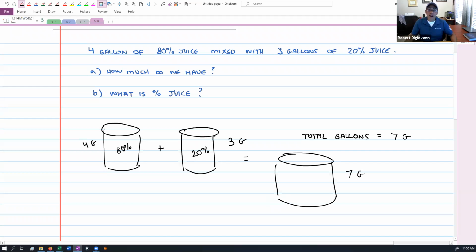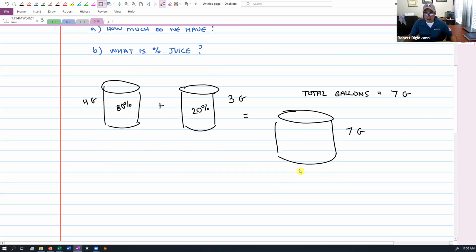The question is, how much of it is juice? Okay, how much juice is in here? So you have to go back and look at each of these and figure out how much juice was in each one of these. So I'm going to take the 4 gallons here and multiply it times the percentage, 0.80, and that will tell me how much juice was in the first one, 3.2 gallons of juice.